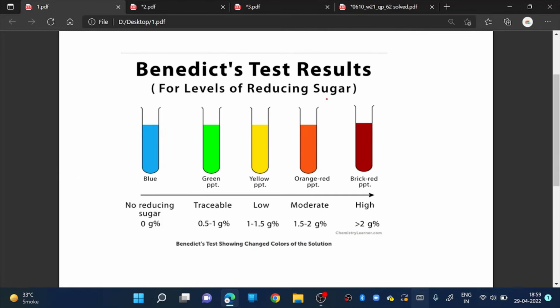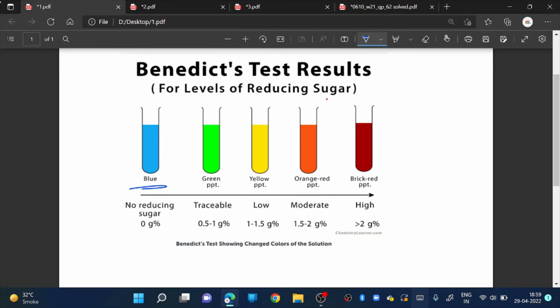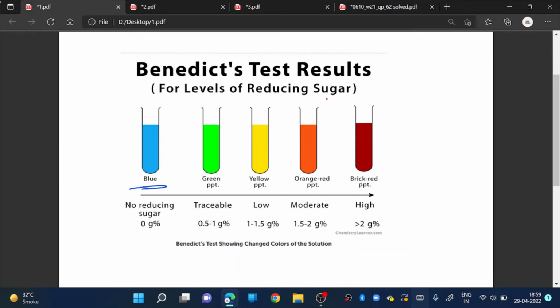So Benedict's test, in the start, it is blue in color. But when we are going to heat it, and as the sugar is present, it is going to turn from green to yellow to orange red to brick red. This is your final result. I have also given you the quantitative results over here.